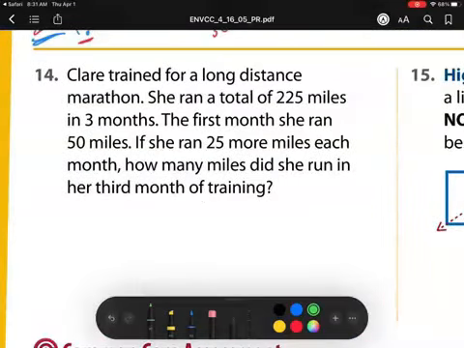Number 14. Claire trained for a long-distance marathon. She ran a total of 225 miles in 3 months. The first month she ran 50 miles. She ran 25 more miles each month. How many miles did she run in her 3rd month of training?